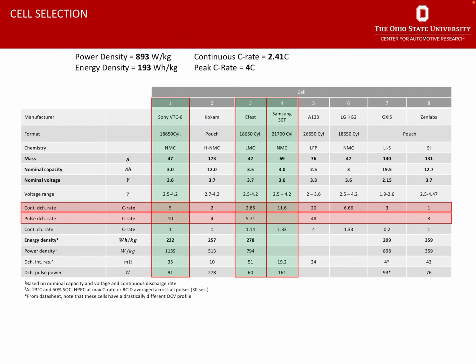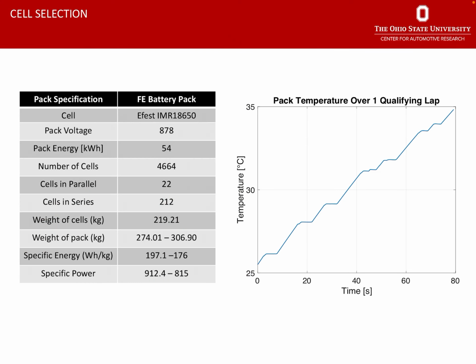From this analysis and the models of the cells that were available, I chose three different cells which satisfy the continuous C rate and the pulse C discharge for the power profile, and did some pack sizing, from which I came to the conclusion that I would need almost 4,664 cells in a 212S 22P configuration to design a pack that would satisfy the performance criteria for a Formula E car, with the weight of the pack being somewhere between 274 kilograms and 306 kilograms, depending on the thermal management system and the housing that I choose.